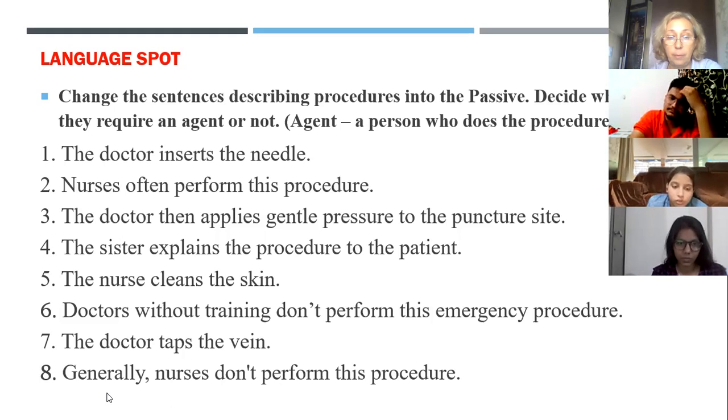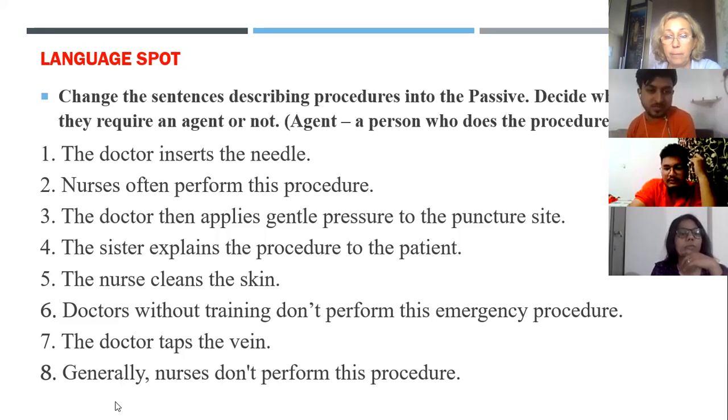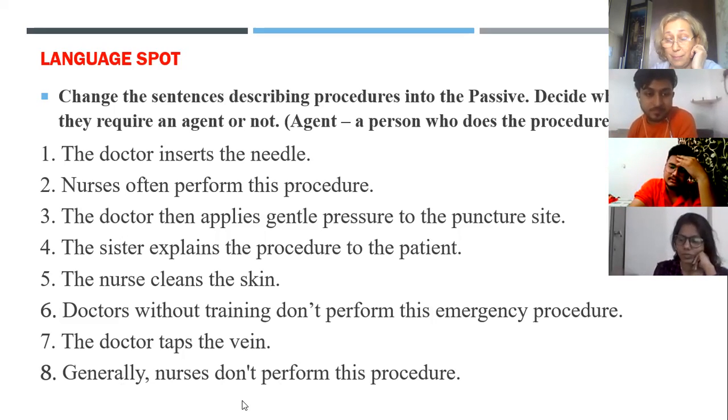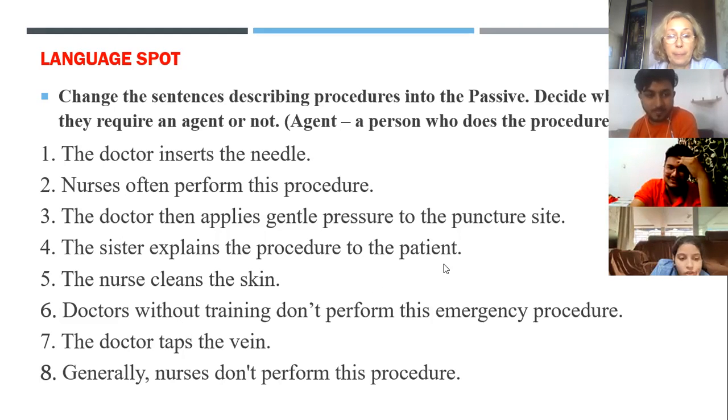Passive voice. So who can help us? Generally, this procedure is not performed by nurses. Ma'am, "don't" will be transformed to "isn't". Yes, is not performed by nurses. Yes, "by nurses", and it's necessary, because we focus on the nurses here. Yeah. Okay. Well, let's go to the next slide.